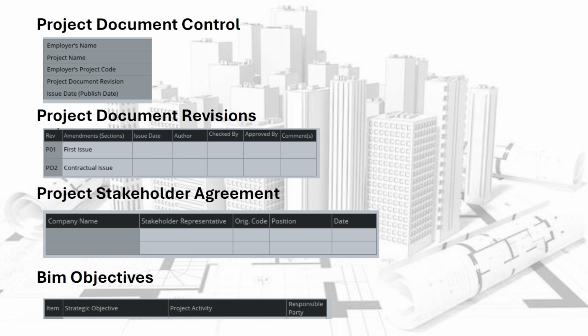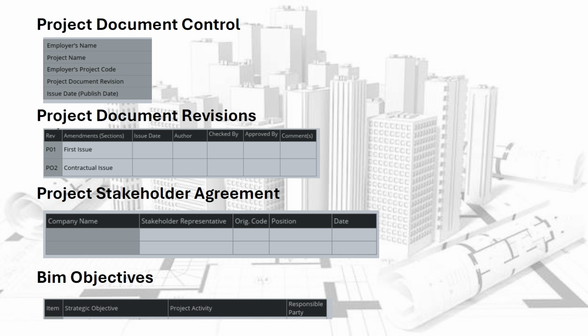Amendments, a brief description of the changes or updates made in that revision. This could include additions, removals, updates to data, or other adjustments made to the document or model. Issue date, the date the revision was issued or made available to the project team and stakeholders, e.g., March 22, 2025. This helps keep track of when each version was released. Author, the individual who created or made the revision to the document or model. Typically, this would be the BIM manager, design lead, or another responsible team member.